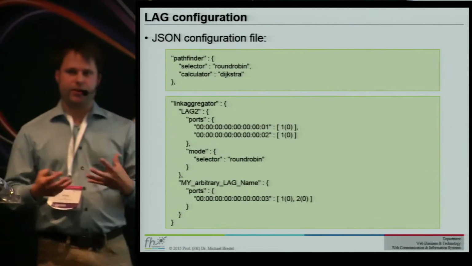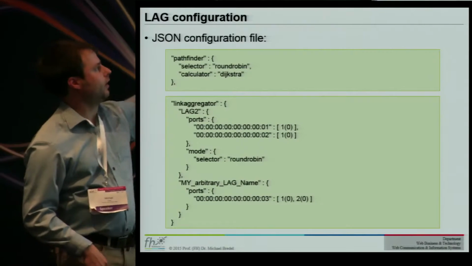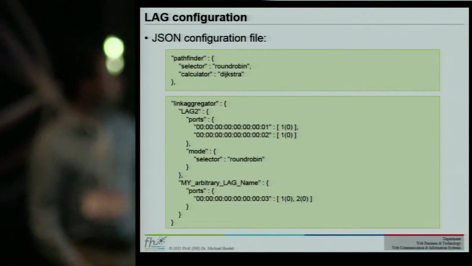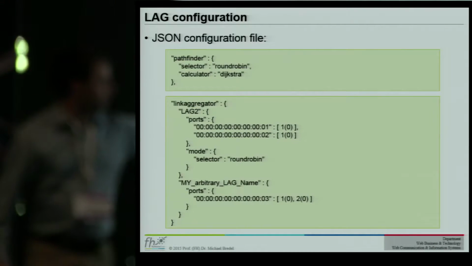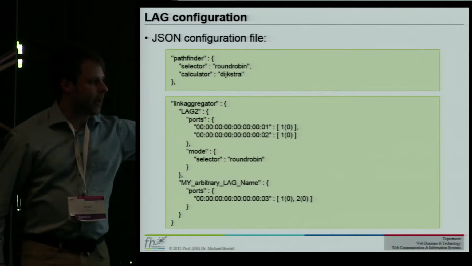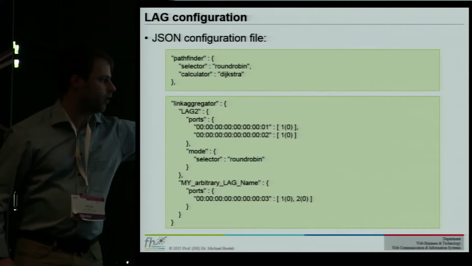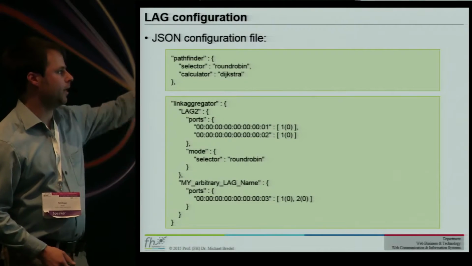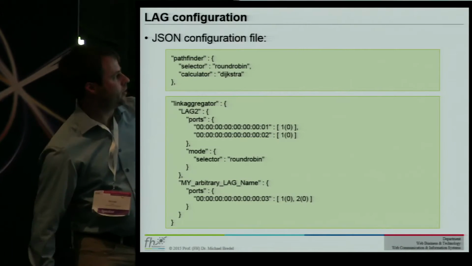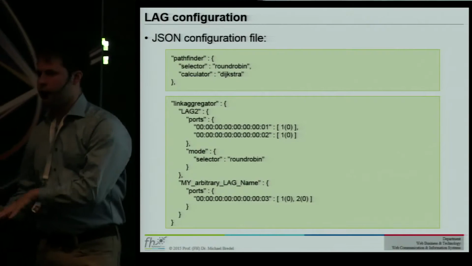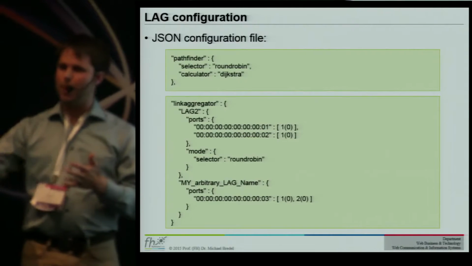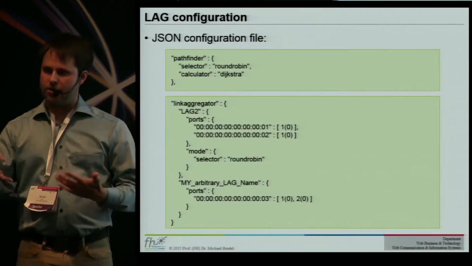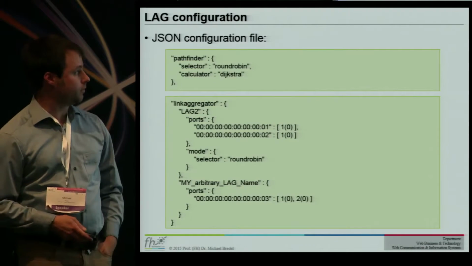Link aggregator is configured in the same way. You just provide an arbitrary name for your link aggregation group, and then you can configure ports that are actually a combination of the switch and the port your device is connected to, and multiple switch port combinations. And then you can also configure the algorithm that is used to map the flows to the various paths to these destinations.